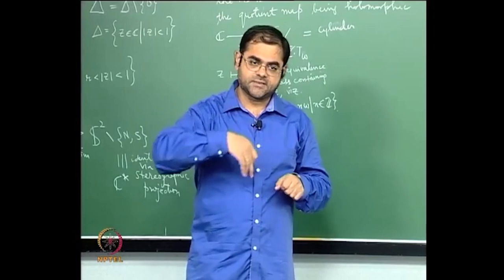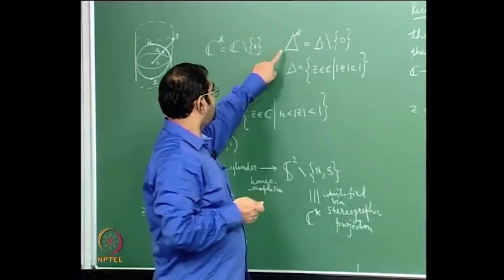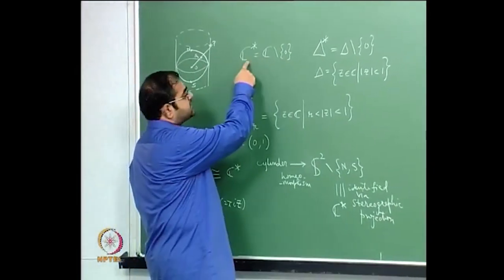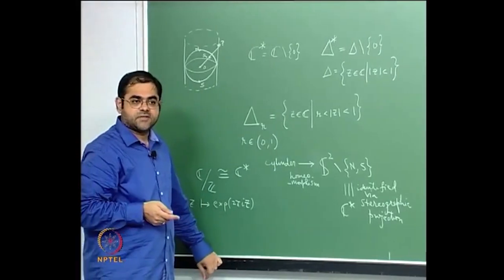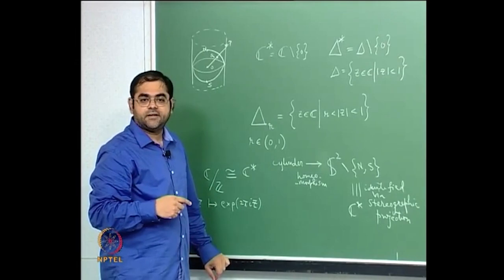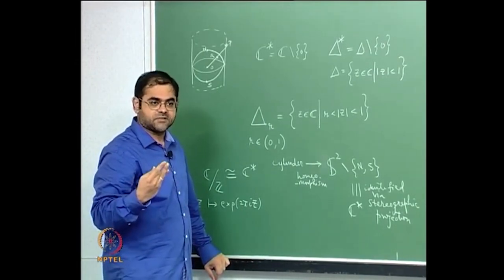All I have to do is take a coordinate chart with respect to the full surface and then intersect it with this open set. I'll get a smaller coordinate chart. So every open subset of a Riemann surface is again a Riemann surface. In particular, C star is also a Riemann surface naturally, being an open subset of C. So C star inherits the natural Riemann surface structure from C.